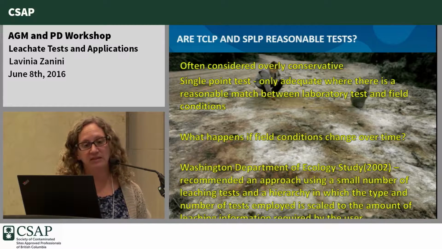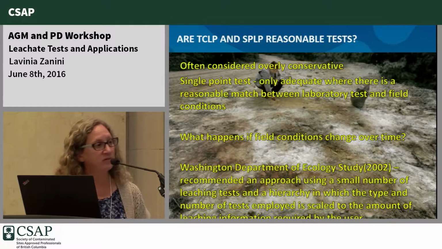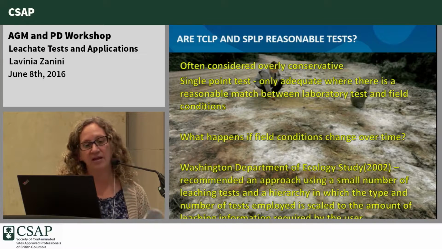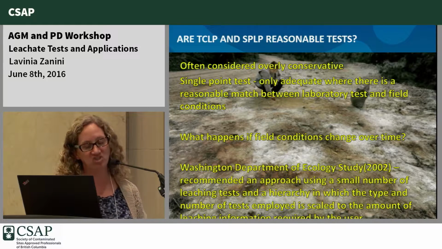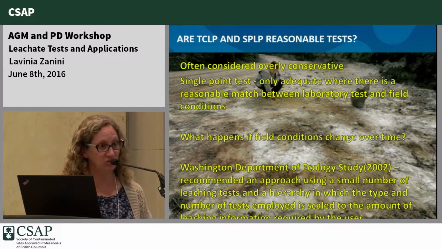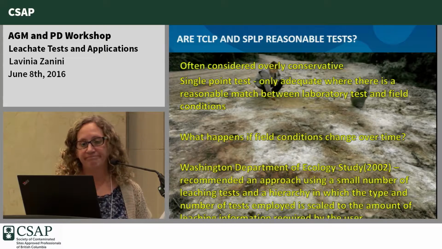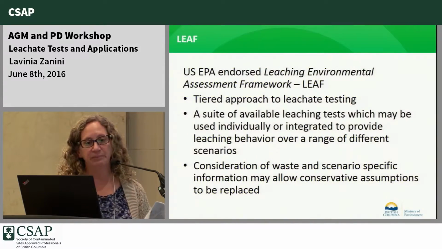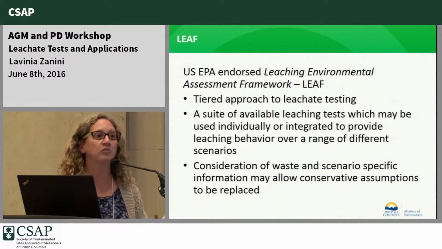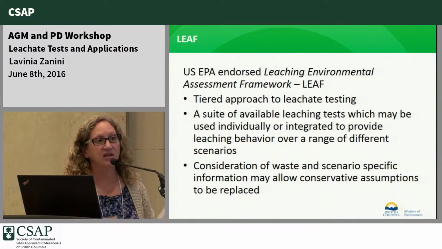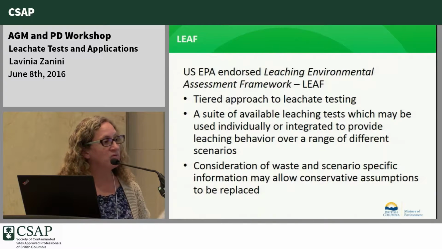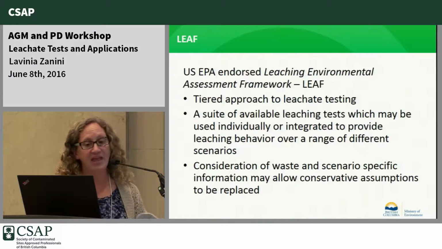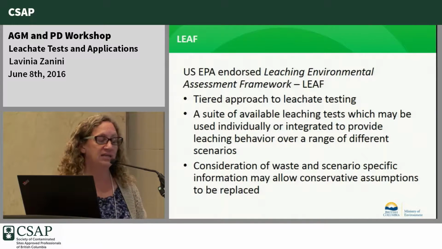What they recommended was an approach using a small amount of leaching tests and a hierarchy in which the type and number of tests employed is scaled to the amount of leaching information required by the user. The Washington Department of Ecology was aware that this hierarchy approach to assessing leaching at a site was used in Europe, and that the US EPA was also looking at it.